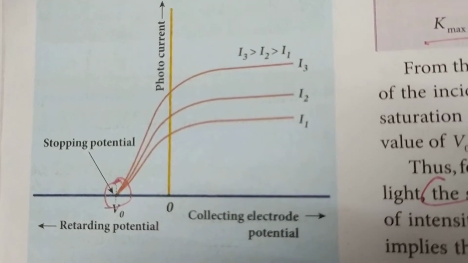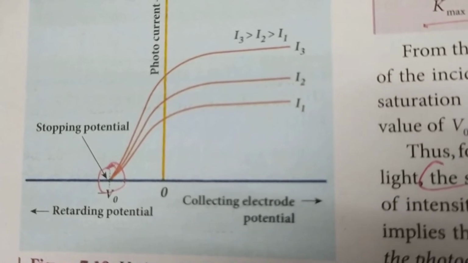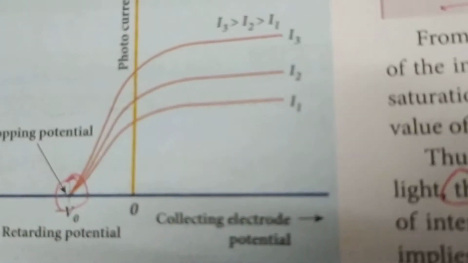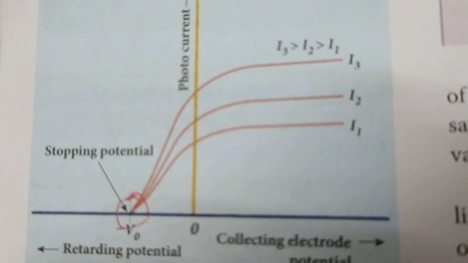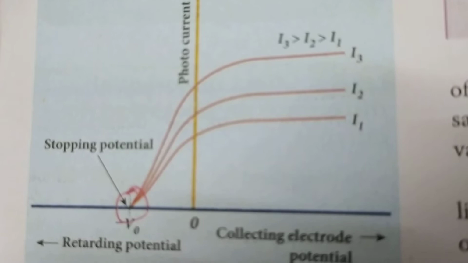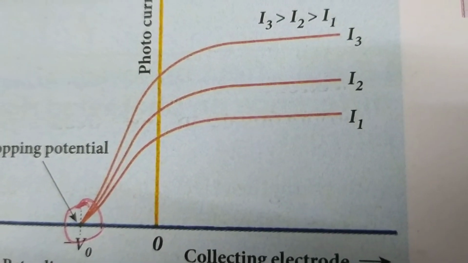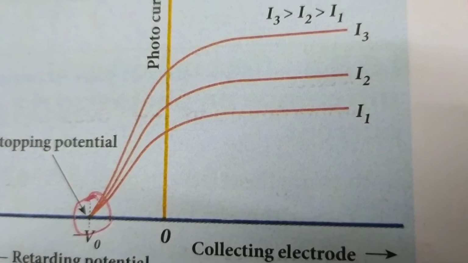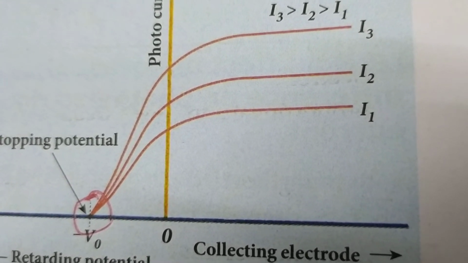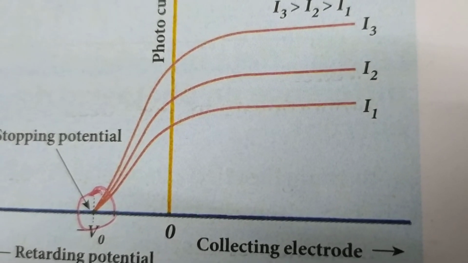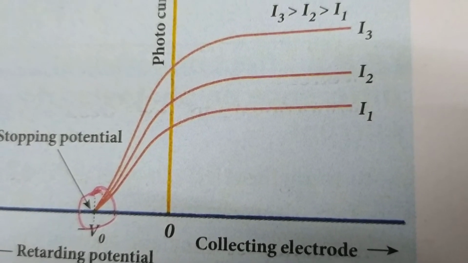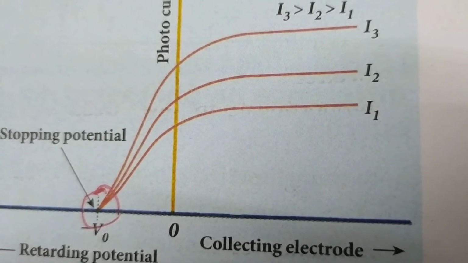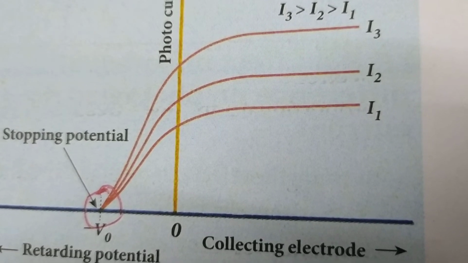When you see here, the electrode potential is given on the x-axis and photoelectric current on the y-axis. When you increase the potential of the anode, the current also increases, and the intensities are I1, I2, I3. That is, for 3 different intensities you are measuring the photoelectric current. When you increase the anode potential, the photoelectric current also increases, up to the straight line portion of the graph, and this straight line represents the saturation currents.